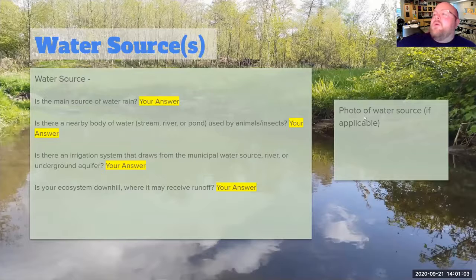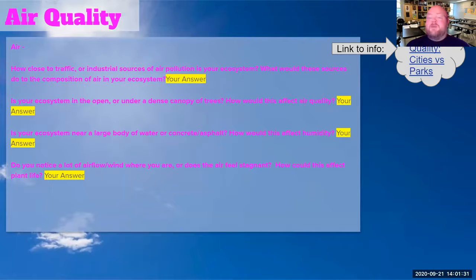The one note I wanted to make about the water source, obviously, if you pick your backyard, not everyone's backyard is going to have like a pond or a stream. So that's why it says if applicable. So answer the questions. What's the main source of water? Your answer might just be rain. There might not be a body of water, and that's a totally fine answer. If you don't have a water source, just tell me in that little box, no picture because I don't have a water source. And that's totally fine.